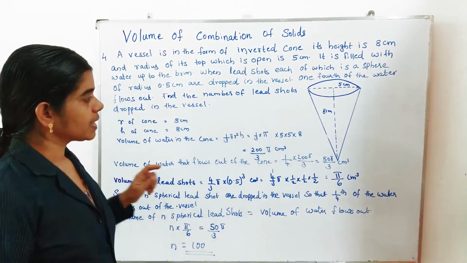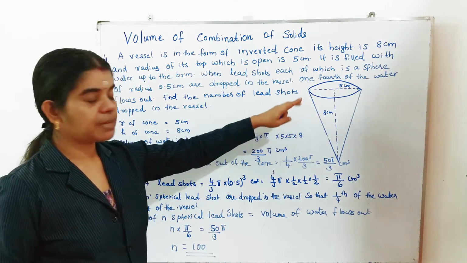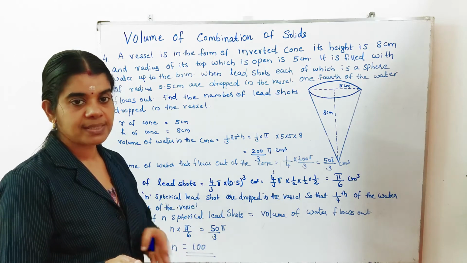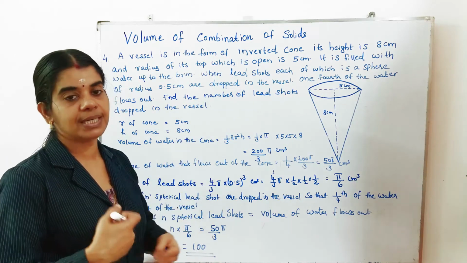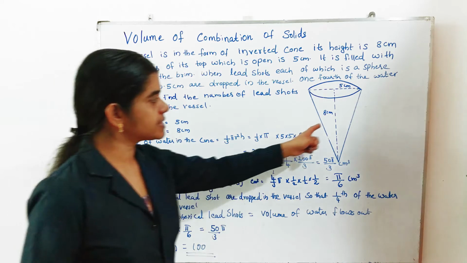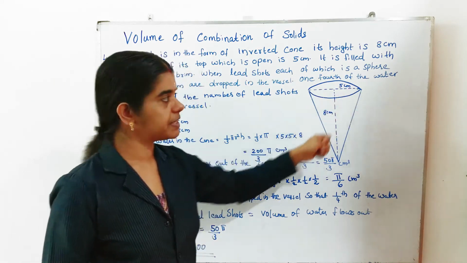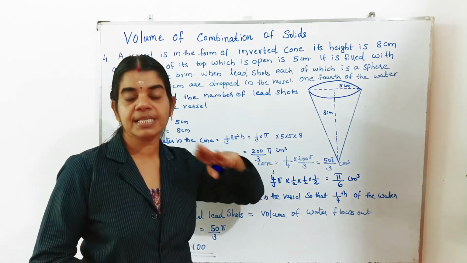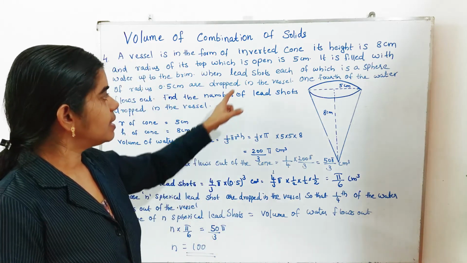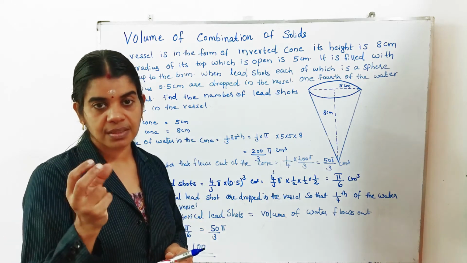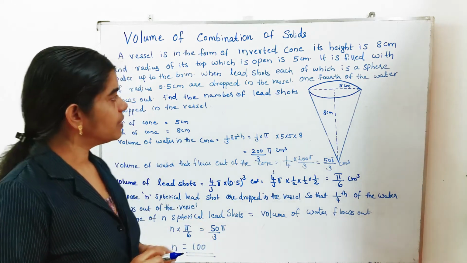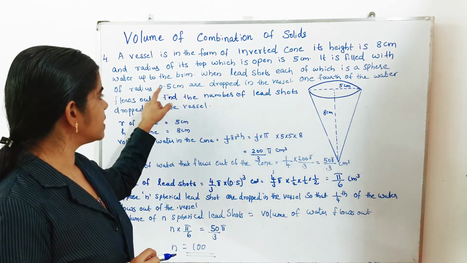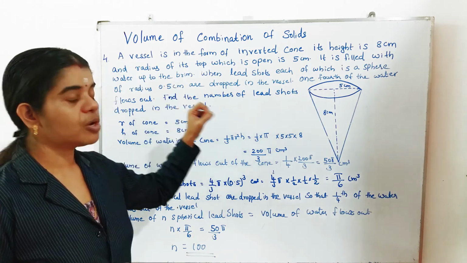Next question. A vessel is given in the shape of an inverted cone. That means normal cone, circle will be in the base and then cone shape. Here inverted that cone. Height is given 8 cm and radius of that cone is given 5 cm. It is filled with water up to the brim. Up to the top itself it is filled with water. And lead shots, you know that small lead shots, we put in that sphere. That lead shots radius is given 0.5 cm. Are dropped in the vessel.